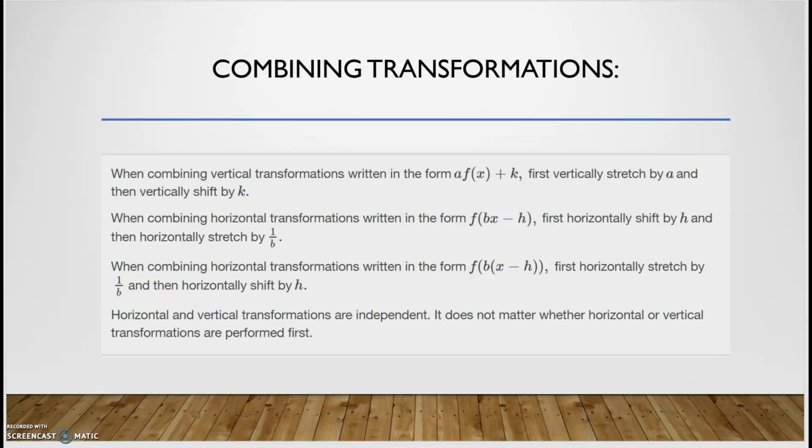When combining horizontal transformations written in the form f of bx minus h, first horizontally shift by h and then horizontally stretch by 1 over b. When combined horizontal transformations written in the form f of b times x minus h, first horizontally stretch by 1 over b and then horizontally shift by h. Horizontal and vertical transformations are independent. It doesn't matter whether horizontal or vertical transformations are performed first.